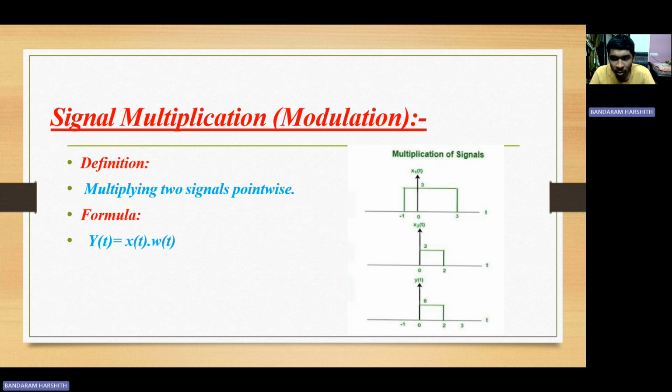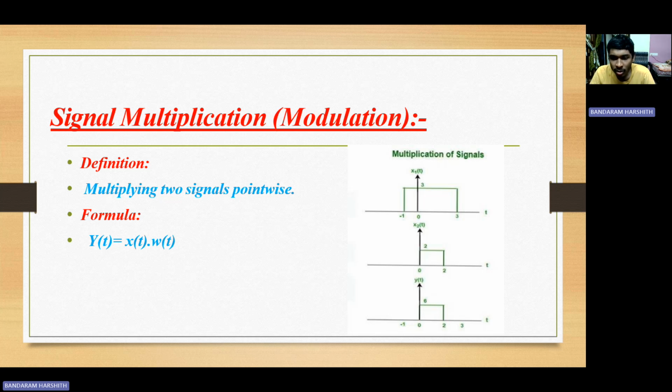Now, before going to the example, let's see the formula. y of t is equal to x of t into w of t, where x of t and w of t are the signals which I want to multiply. Here I am naming them x1 of t and x2 of t. For x1 of t, for the interval -1 to 0, the y value is 3. And for x2 of t, -1 to 0, the value is 0. And multiplying both, we get the value 0.